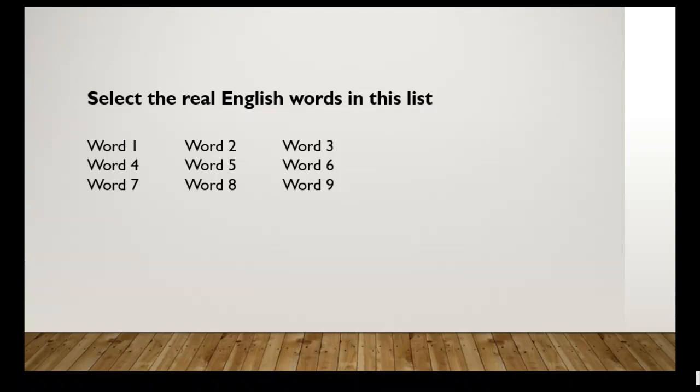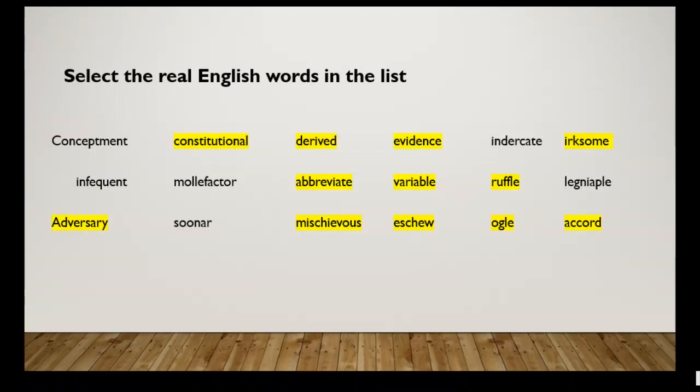Okay, let's check your words. Conceptment is a made-up word. Constitutional is something related to the Constitution. The Constitution is usually a system of principles or rules for a country. Derived is formed from something else. Evidence is knowledge on which you can base belief. Intricate is a made-up word. Irksome is something that is annoying.